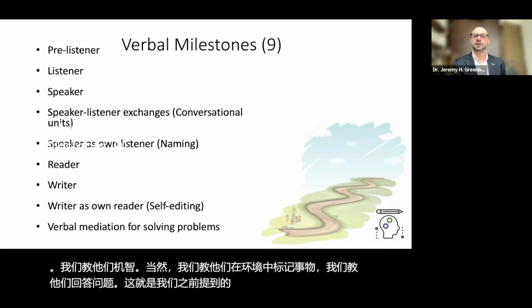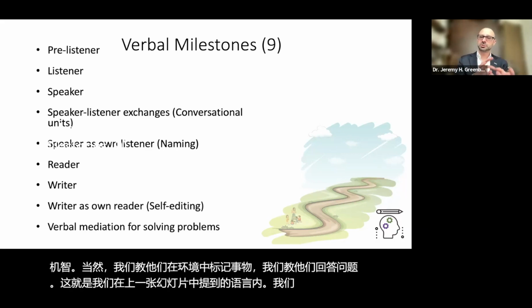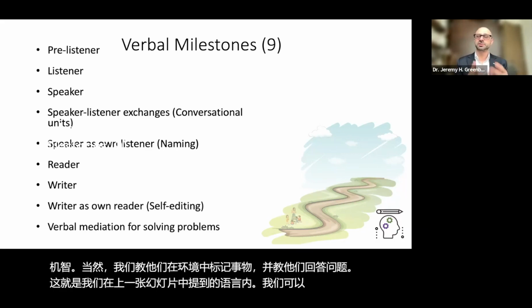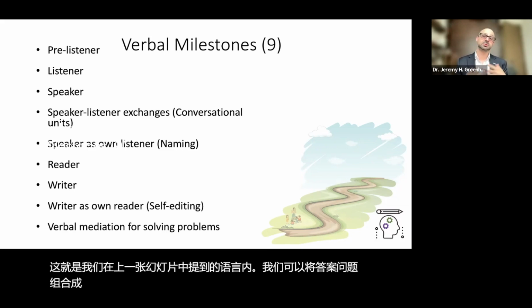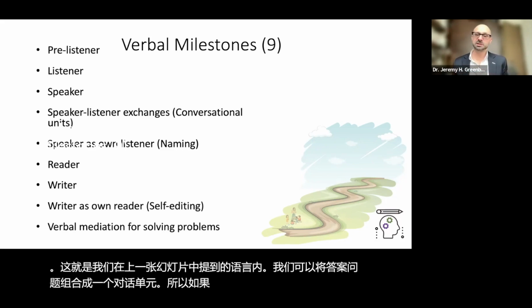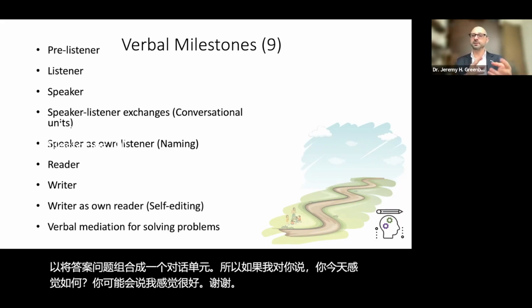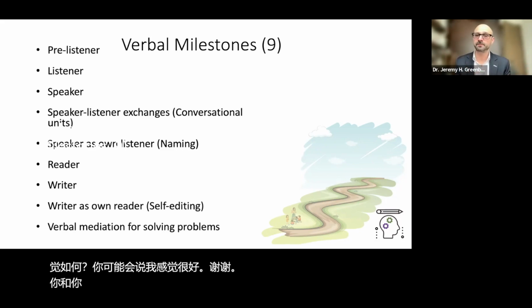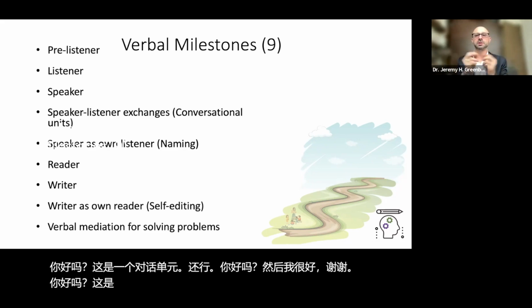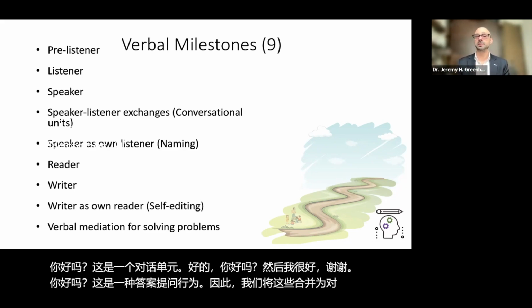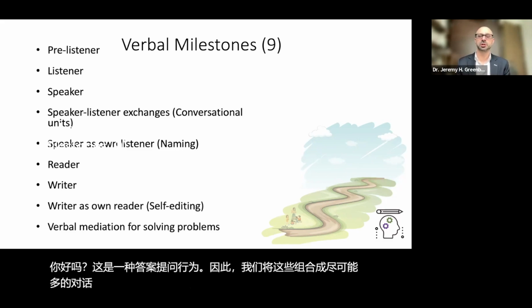And we can combine the answer-ask into a conversational unit. So if I say to you, how are you feeling today? You might say, oh yeah, I'm feeling pretty good, thank you. How are you? And that's one conversational unit. Okay, how are you? And then, I'm fine, thanks, how are you? Which is an answer-ask behavior. So we combine those into conversational units, as many as we can, given the child's age and what might be sort of age appropriate for them.